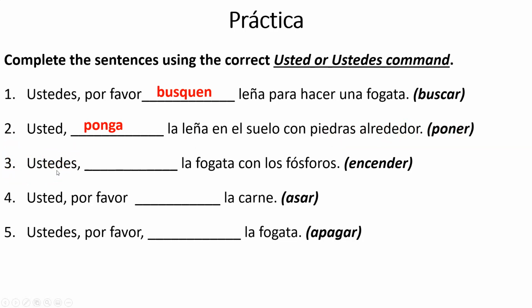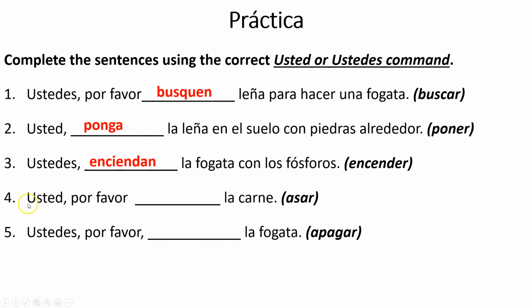Ustedes, you're now talking to you all. So you all, blank la fogata con fósforos. Light the bonfire with matches. Encender in the yo form is enciendo. That E changes to IE. Drop the O, put the opposite ending. Enciendan la fogata con los fósforos.